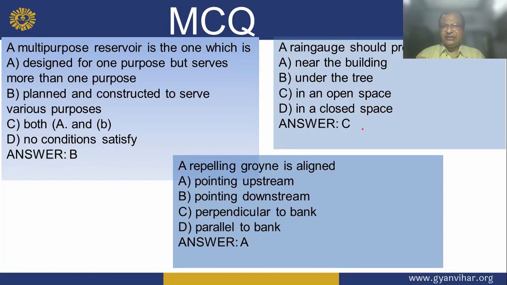Next, a rain gauge should preferably be fixed. These are the 4 answers, and which is correct? Correct answer is C, in a closed space. And a repelling line is aligned with... Correct answer is A.